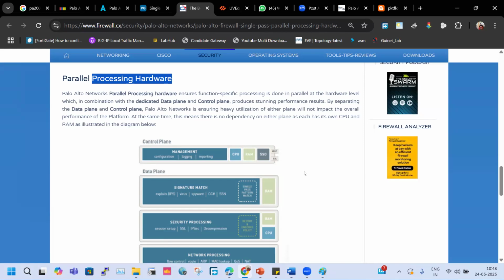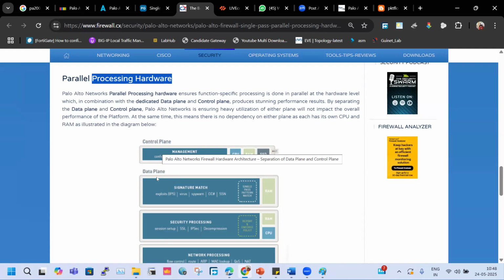It means if you have any issue with one of the planes, the other plane is independent, right? If you have any issue with your management traffic, your data plane traffic will not be hampered. Your data will go as it is. Your production will not go down, right?